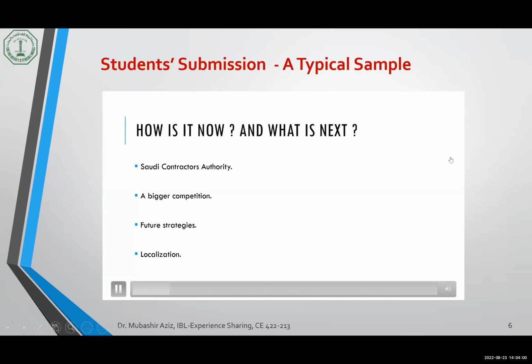These changes that encourage the private sector have made the competition bigger and bigger, now that foreign companies can take over construction projects 100%, and this applies to hospitals, schools, and hotels.